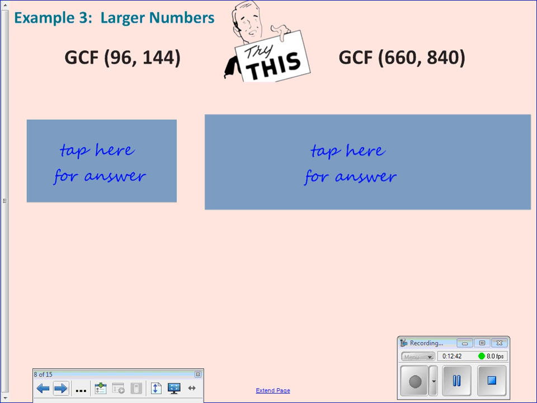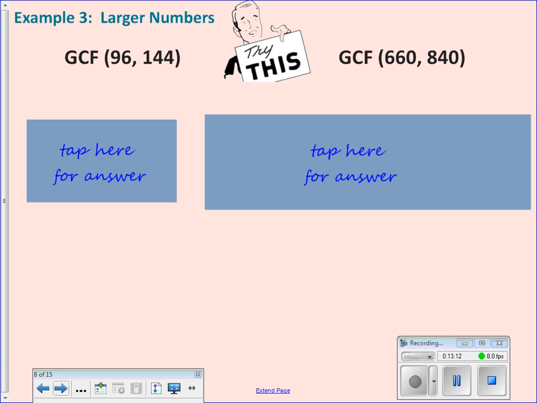Now, they put these two side by side on the paper. So you have to really work carefully. So for example 2, go to the left, all the way to the left, and find the GCF of 96 and 144. See bigger numbers. So factor trees or lists would have been time consuming. So go ahead and try this one on your own.